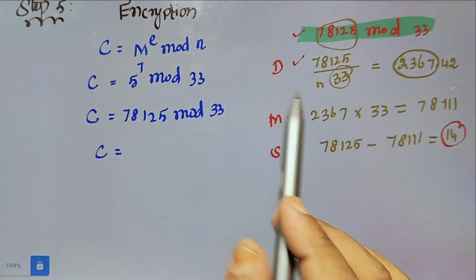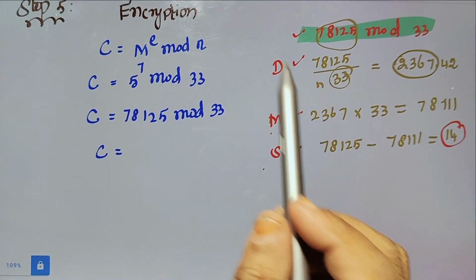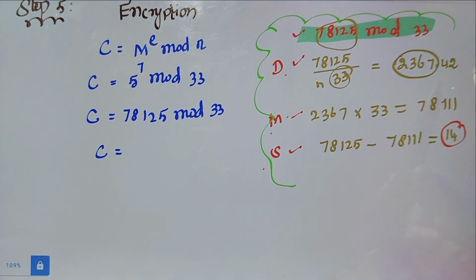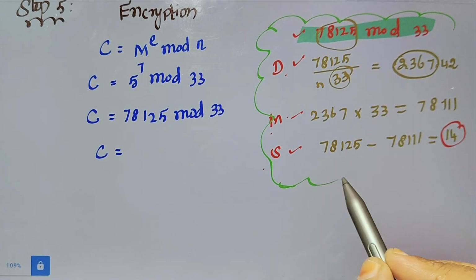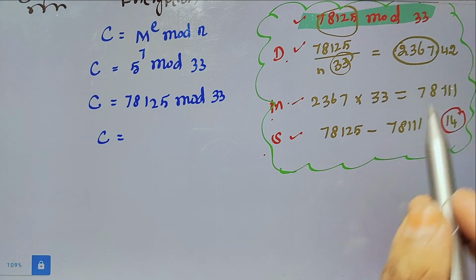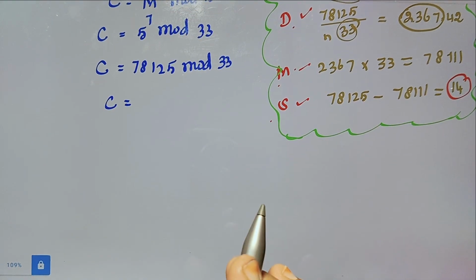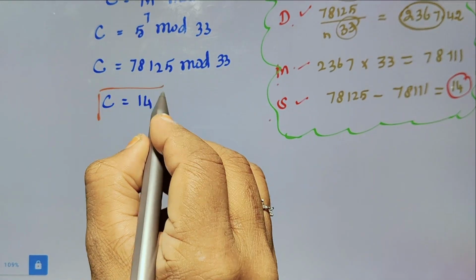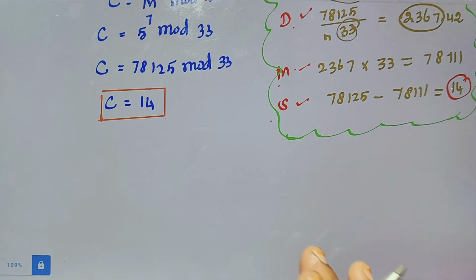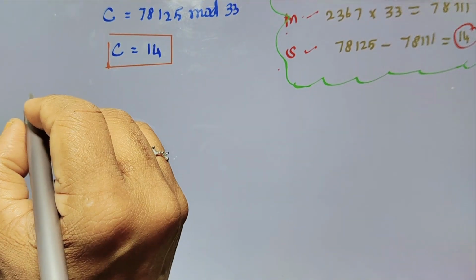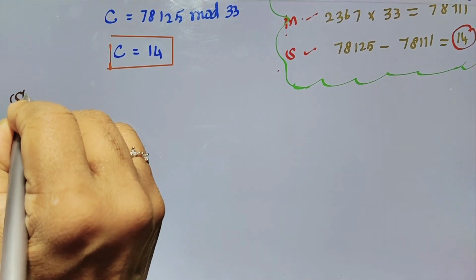Okay. Don't forget the steps: division, multiplication and subtraction. This is very useful for revision time. Okay. So next find the value of C. Here C value is 14. Next step, the final step, decryption. The plain text. Okay, this is for cipher text, right?